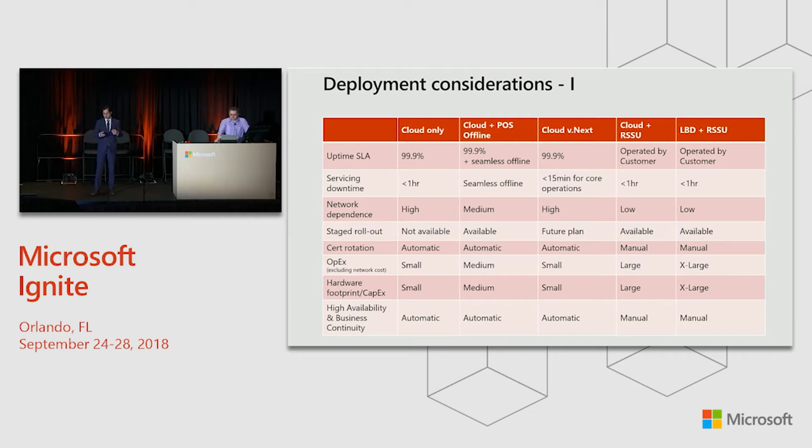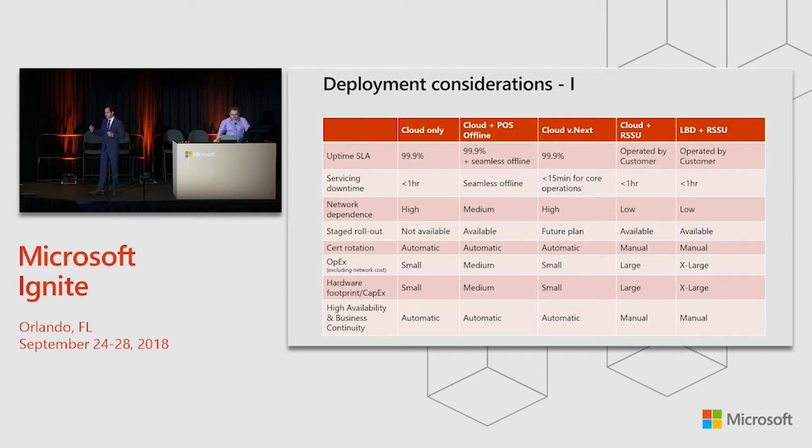OpEx, for cloud only, you're going to have much lower. Whereas for cloud plus offline, it's going to be a little bit higher because, like some of you mentioned here, you have POS offline with SQL Express 10 gig limit being hit frequently. So there might be additional costs to consider there. Cloud vNext is going to be relatively small because we take care of a lot of the management for you, so you don't have to manage the maintenance activities there.